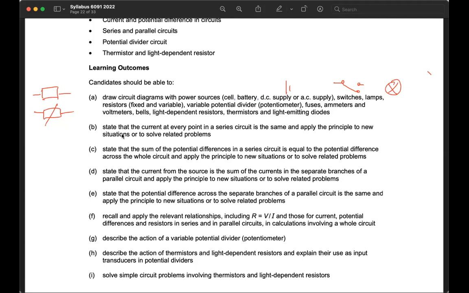The first part I'll go through later. There will be a lot of examples. Let me talk about B. State that the current at every point in a series circuit is the same.